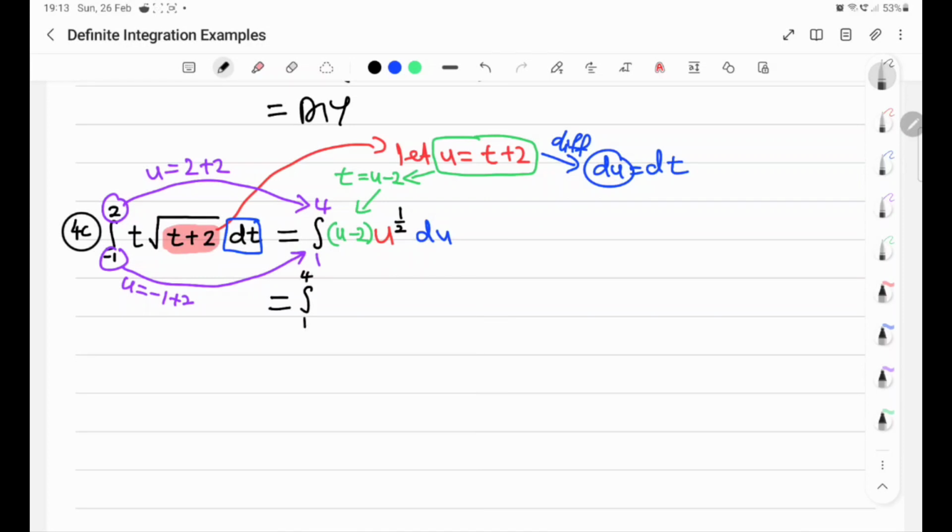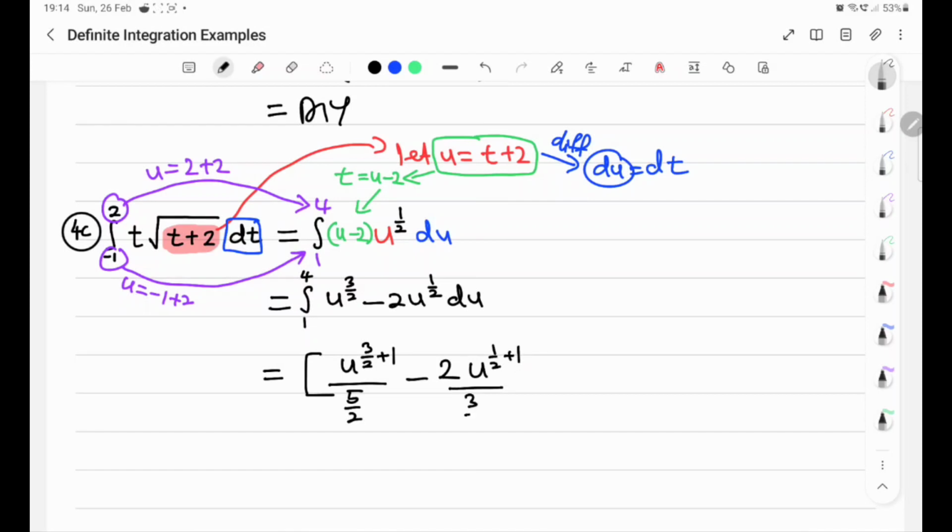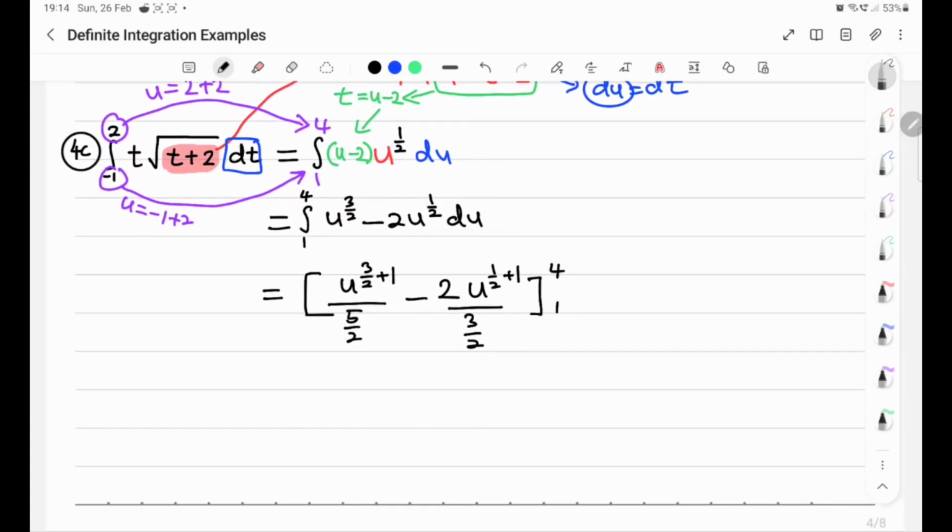So 1 to 4. This one we expand them. So u power 3 over 2, because 1 plus half, and then minus 2u power half, du. Then we can integrate in pieces. So u to the 3 over 2 plus 1 over 5 over 2, and then minus 2, u to the 1 over 2 plus 1 over 3 over 2. And then copy the limit over here.